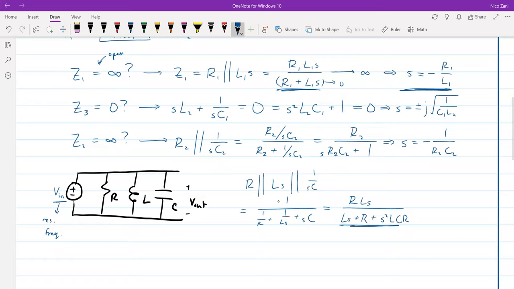And we can see that this will have two poles, right? And those should be at, let me divide this out. Hold on. RLS over S squared plus 1 over RC S plus 1 over LC. Yeah.